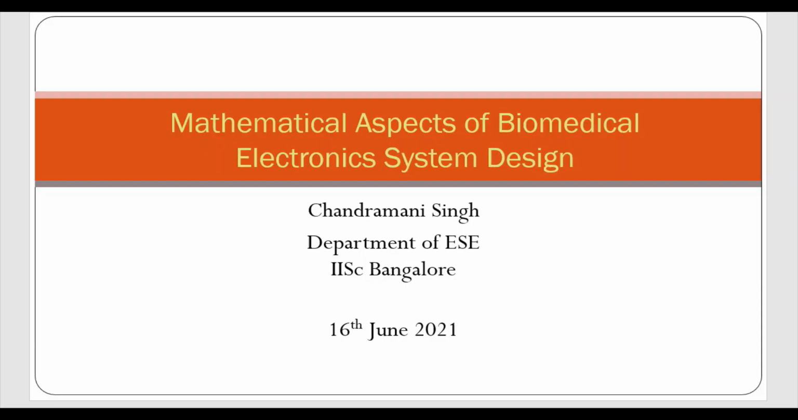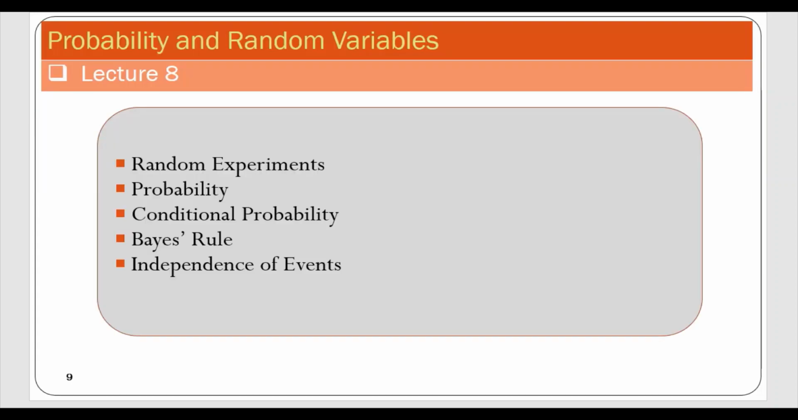Today's lecture of the course Mathematical Aspects of Biomedical Electronic System Design. In this lecture, we will begin a new module, Probability and Random Variables. In the first lecture of this module, we will learn about random experiments, probability, conditional probability, Bayes rule, independence of events, etc. So let us begin today's lecture.